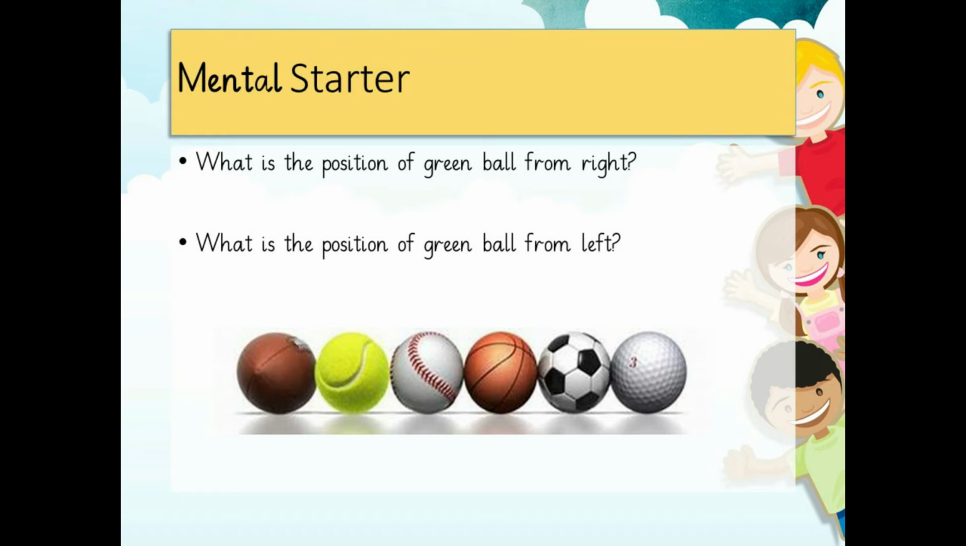From both of the sides, the position of the green ball comes on a different point. So, the number which tells the position of something, that is ordinal numbers. As the green ball has fifth position from the right side and second position from the left side.